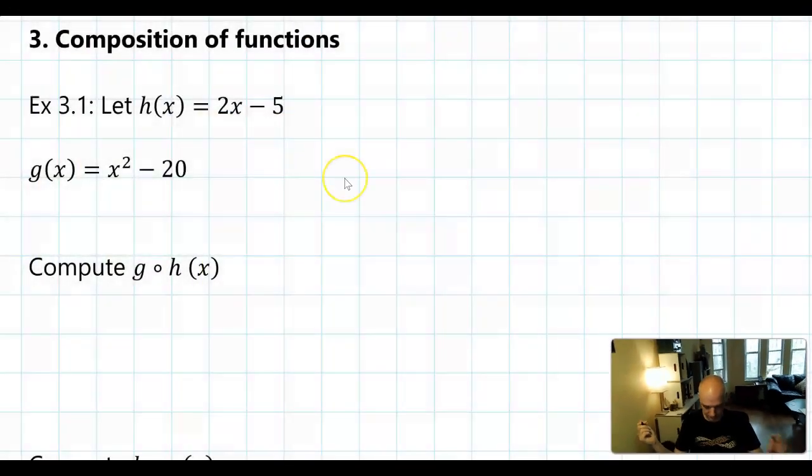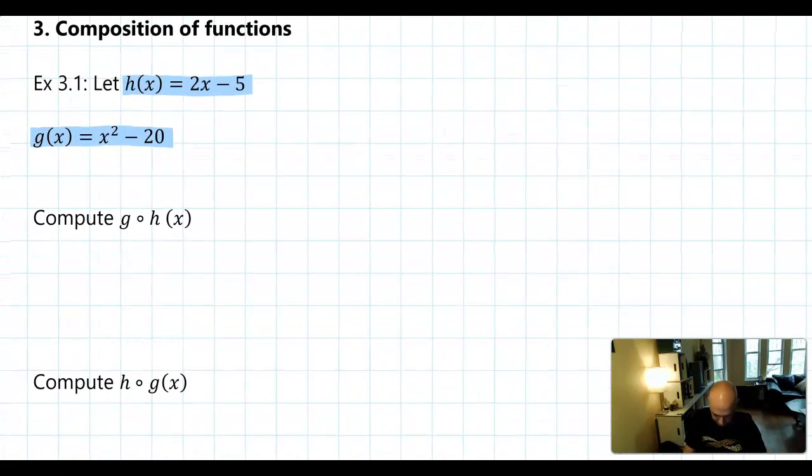Hello and welcome back. In this video, we're going to continue our discussion about combining functions from the previous video. We're going to leap straight into talking about the compositions of two functions. So if we had h of x equal to 2x minus 5 and g of x equal to x squared minus 20, in addition to adding and subtracting and multiplying and dividing them, we could start taking them and plugging them into each other as inputs. Here's what that would look like.